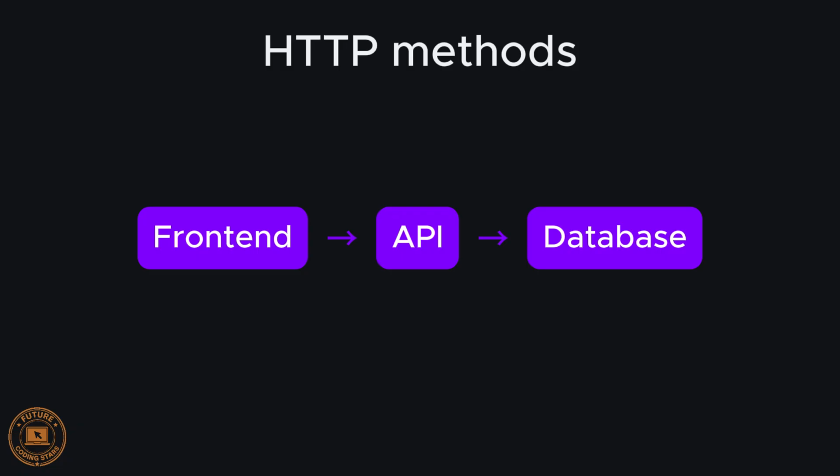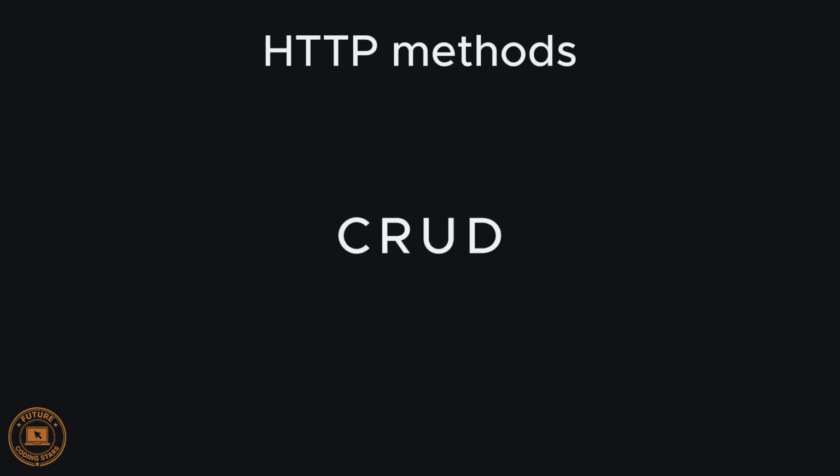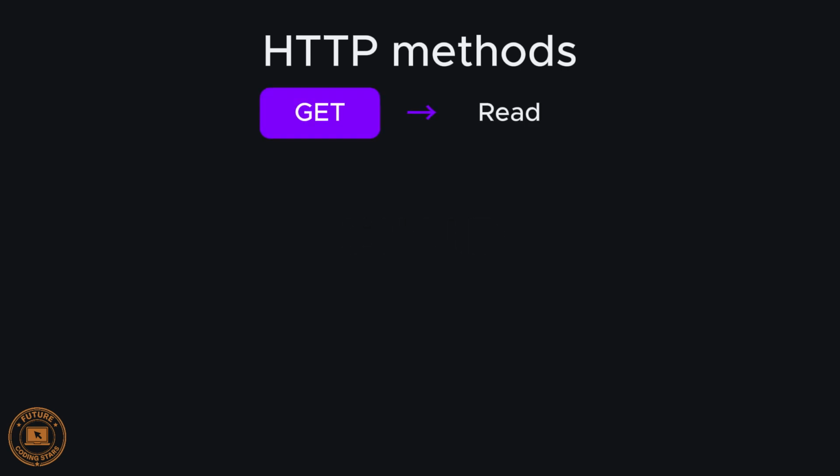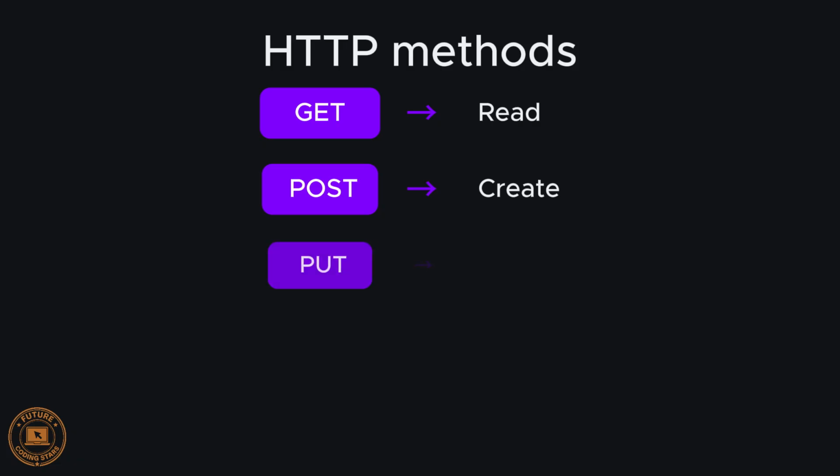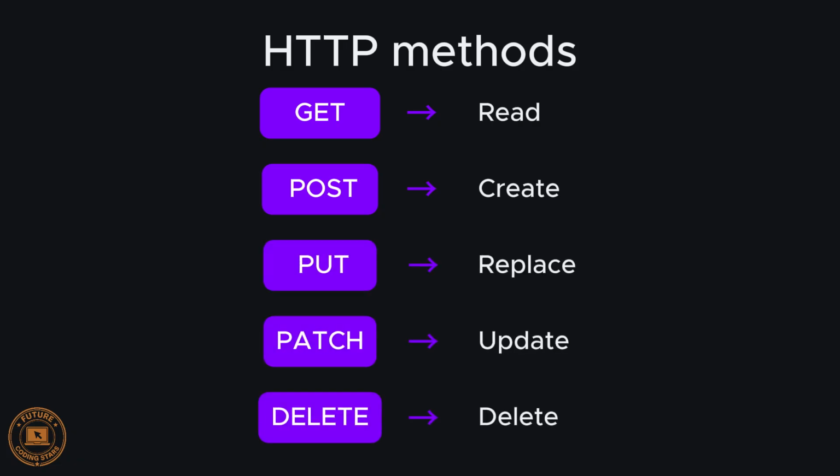Every application communicates with servers using HTTP methods. These methods tell the server what action we want to perform with our data. The most common methods follow the CRUD pattern. GET reads data, POST creates data, PUT replaces existing data, PATCH updates part of the data, and DELETE removes data.